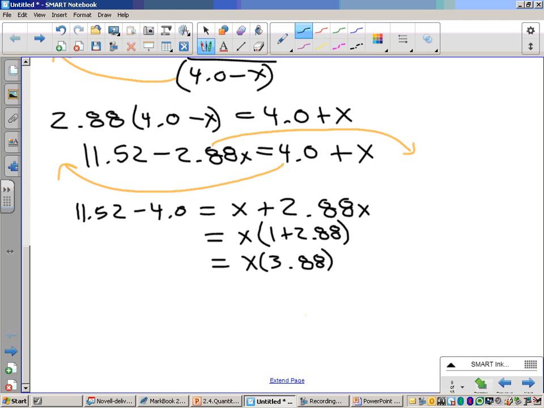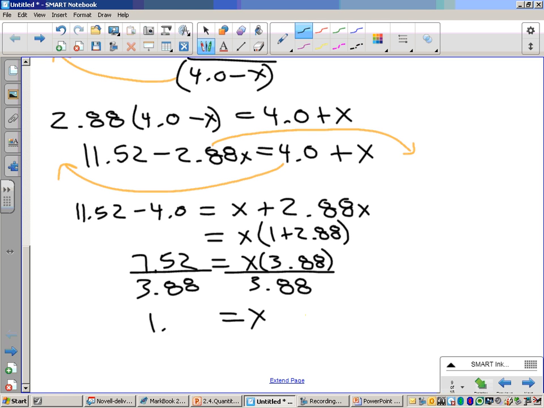11.52 minus 4, what's that? 7.52? Did I do that right? 7.52. I can do the algebra; it's the simple math I have trouble with. And now I'm going to divide off the 3.88. We're almost there. X, what do we got? 1.94? 1.94. And that's just the value of x. So we got to do some algebra here.